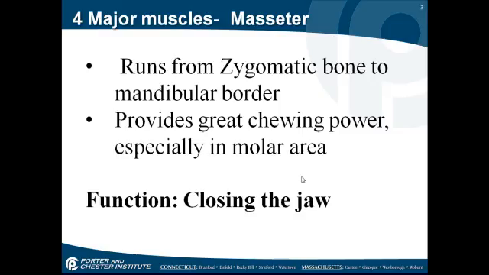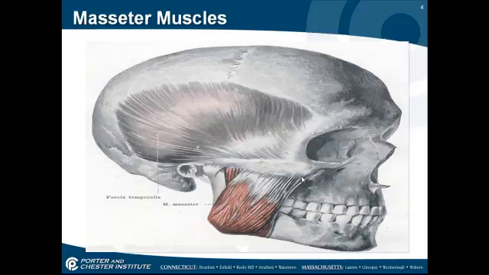The first one is the masseter. This runs from the zygomatic bone to the mandibular border. It provides great chewing power, especially in the molar area, and its function is for closing the jaw. This diagram shows the location of the masseter muscles.